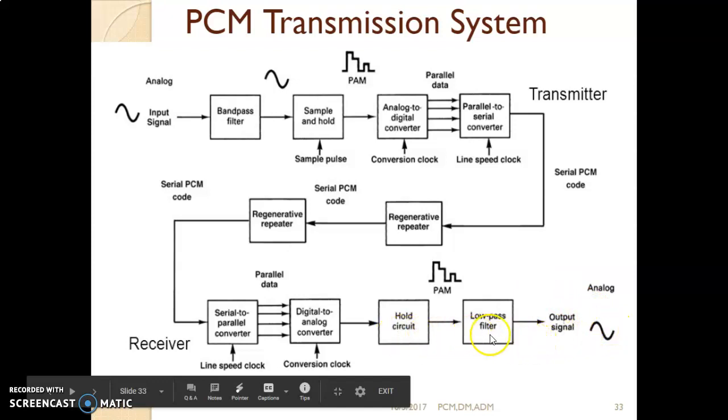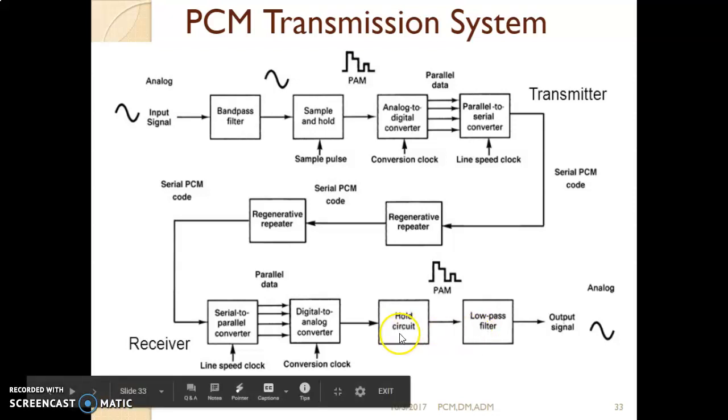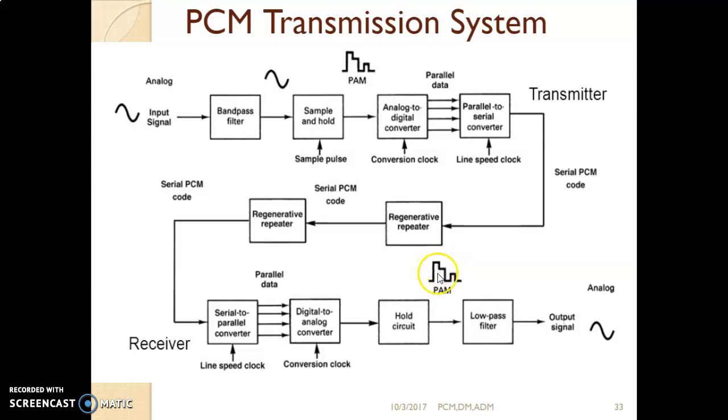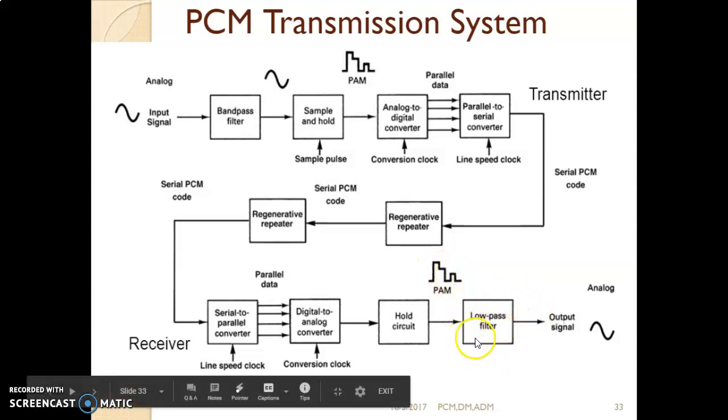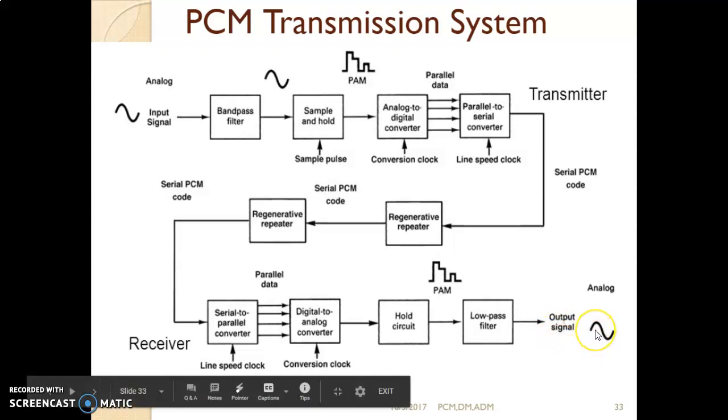This hold circuit and low pass filter we had studied when we were doing demodulation of the PAM signal. So the hold circuit is going to recover the flat top PAM signal, and once the flat tops are identified, the low pass filter is going to recover the original analog signal back, and that we call the output signal. So this is the complete block diagram of pulse code modulation.